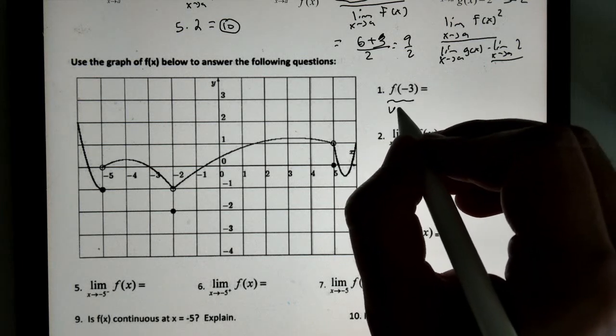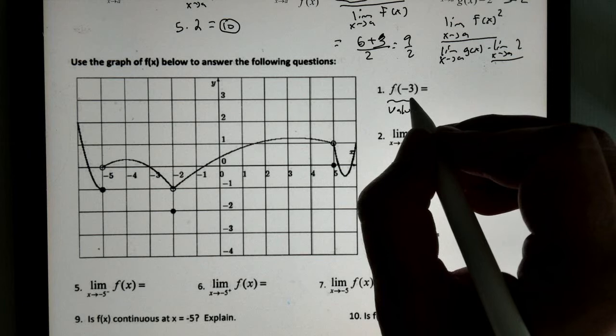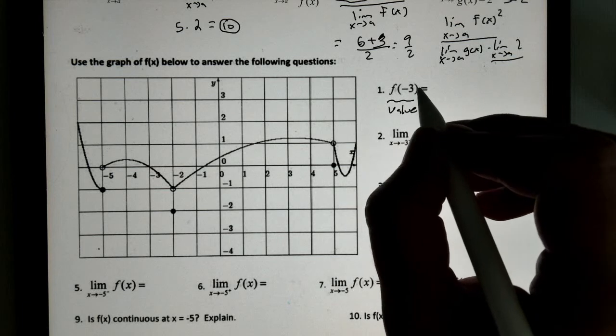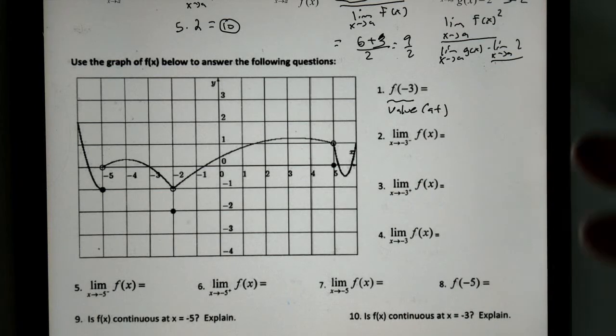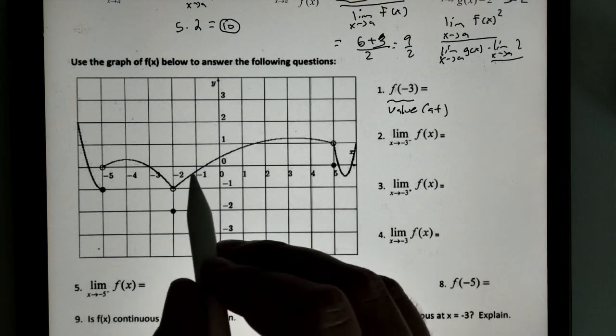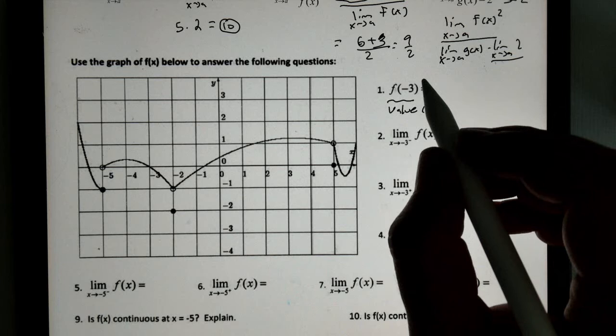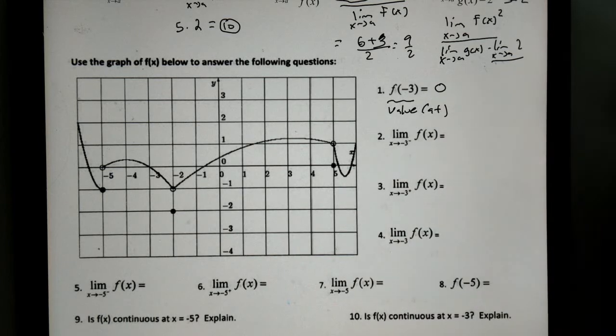This is a value. In other words, I want to know what is the value of the function at -3. Remember, we talked about yesterday, the word value, we're at that point. And I can get that pretty easy. At -3, it looks like the value is 0.